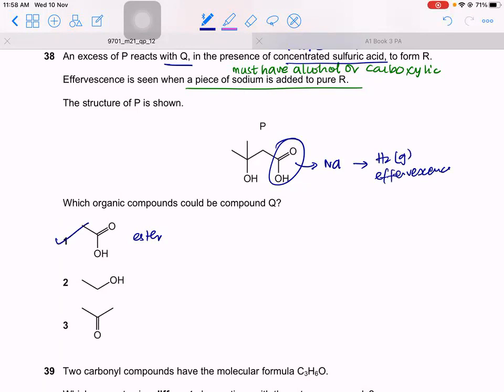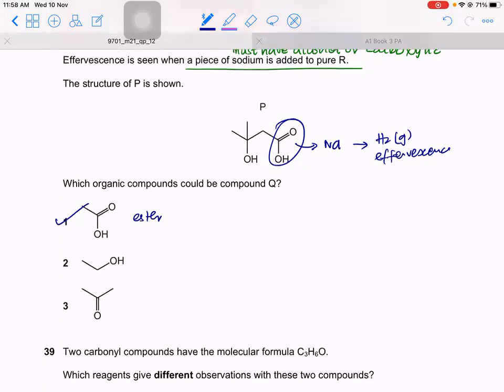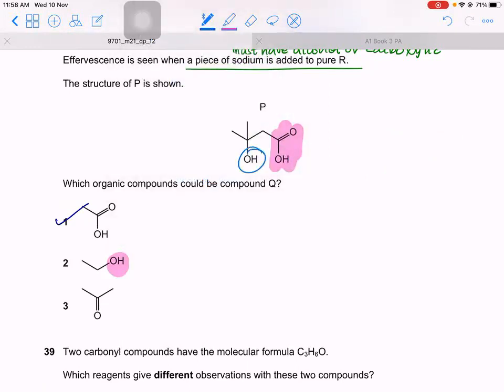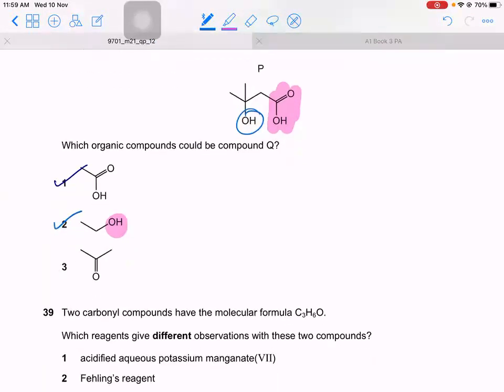this is correct. Then you have alcohol. So this alcohol can react with this acid, giving you ester, leaving behind what? Alcohol, giving you hydrogen with sodium. This is also correct. Then you have this, which is a ketone.